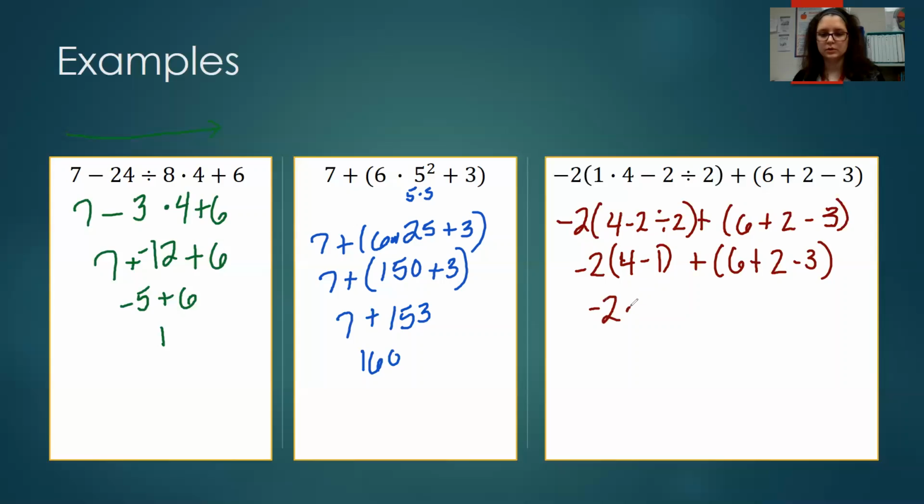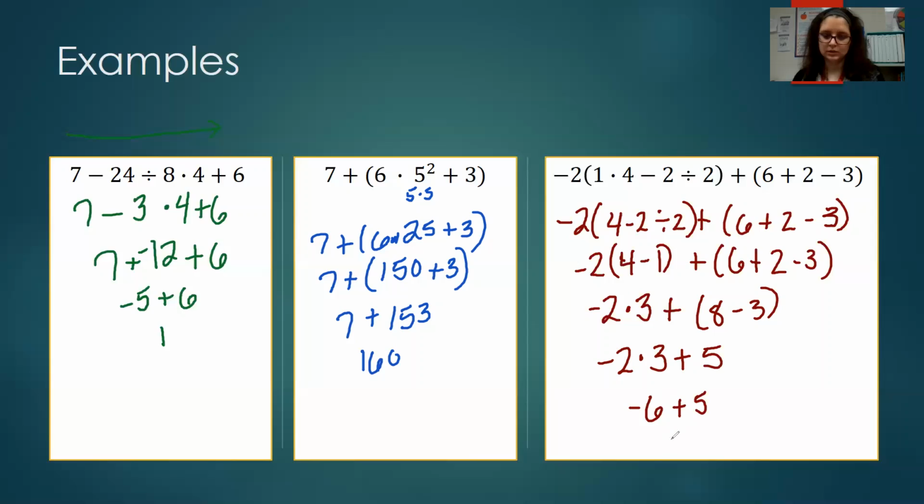I'm dropping my parentheses times 3, because when we see a number with a parentheses, that means multiplication, plus. Okay, I'm going to go ahead and start solving here. 6 plus 2 is 8, minus 3, negative 2 times 3, plus 8 minus 3 is 5. Negative 2 times 3 is negative 6 plus 5.